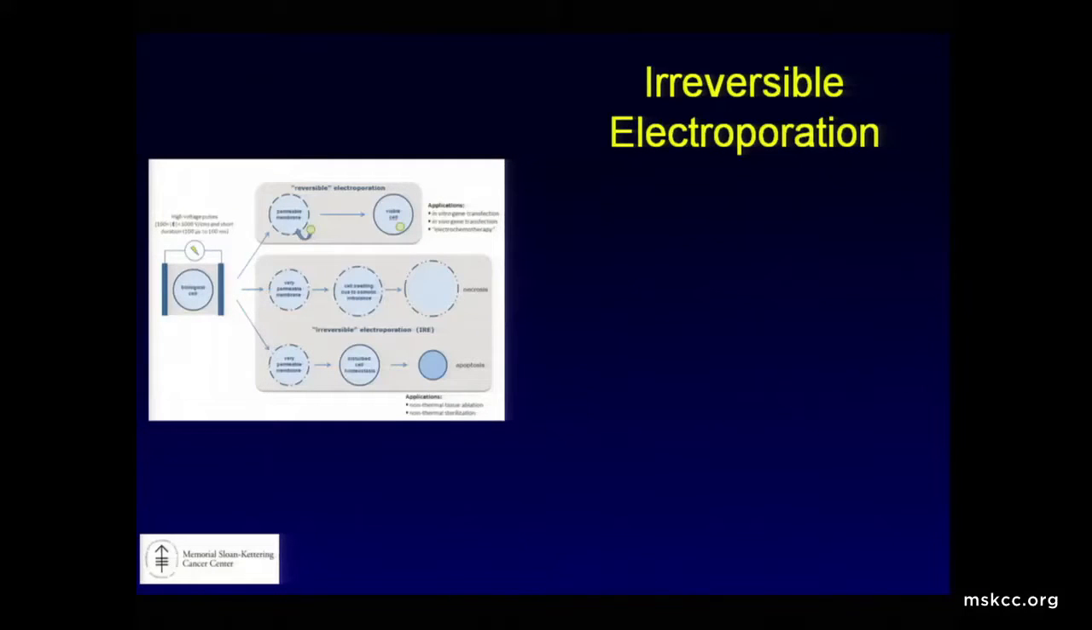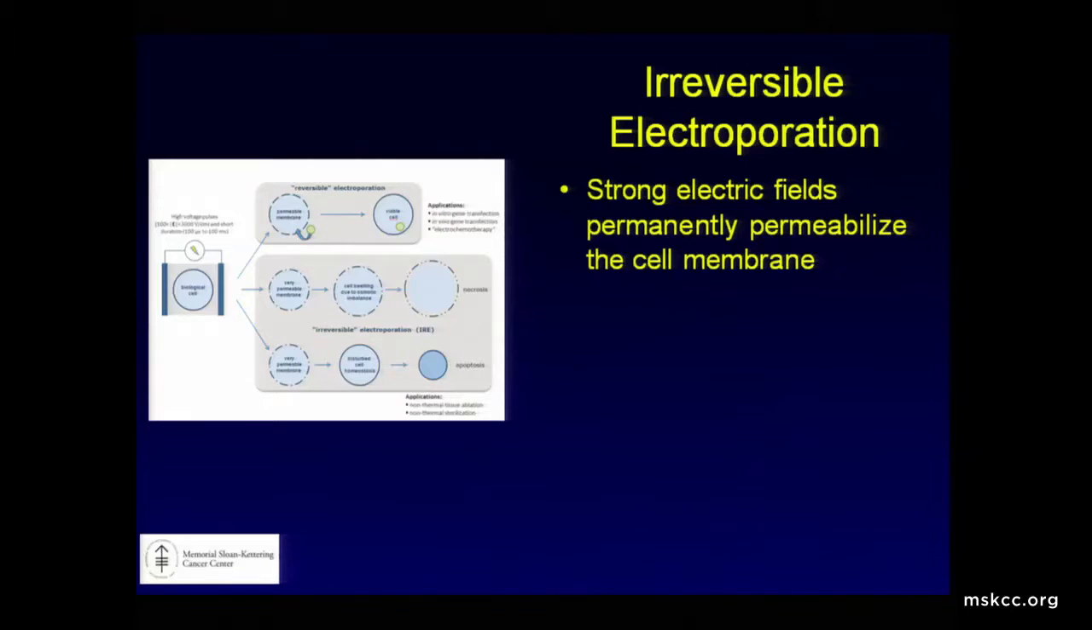One of the new kids on the block in interventional radiology is irreversible electroporation. You might be familiar from your laboratory days of reversible electroporation, where applying electric field to cells causes small pores in the cells that allow you to put plasmids or other biologics into a cell. Irreversible electroporation uses a different electrical pulse, which causes irreversible pore formation within cells. And so these strong electric fields permanently permeabilize the cell membrane.